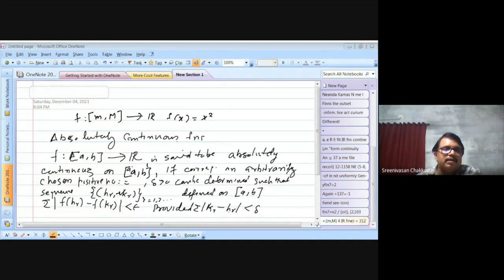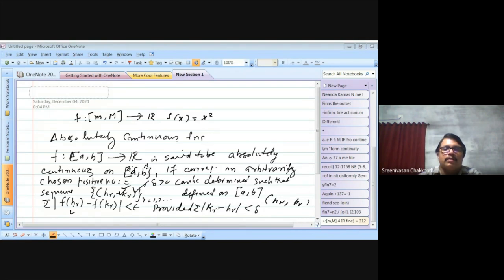So how to translate this into something which can be easily understood now? What are these things? The modulus of f of hr minus f of kr is the fluctuation of the function f for the interval hr kr, the absolute value of the fluctuation. So the total or net fluctuation corresponding to the sequence of non-overlapping intervals is smaller than epsilon if, what is mod kr minus hr? It is the length of the open interval hr kr.